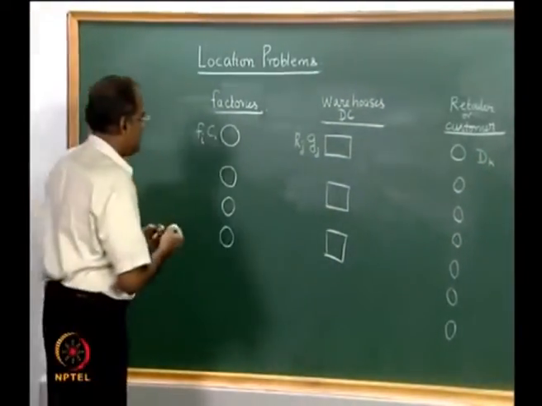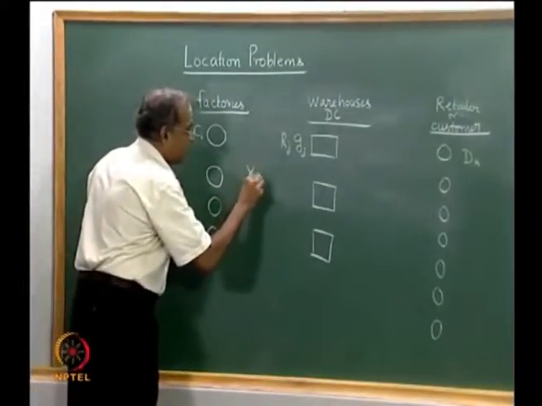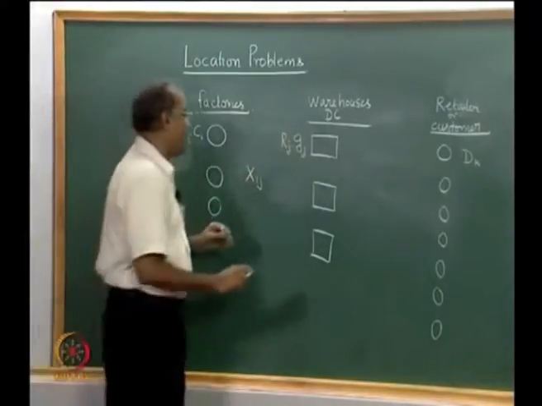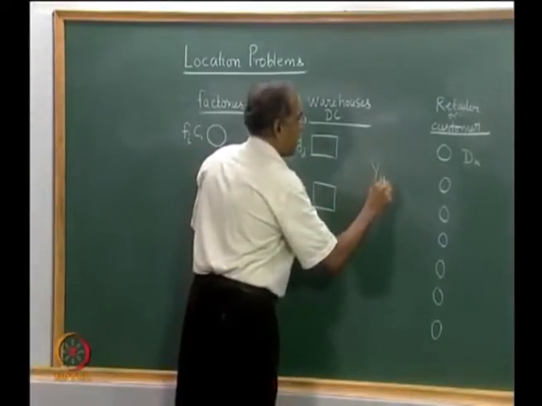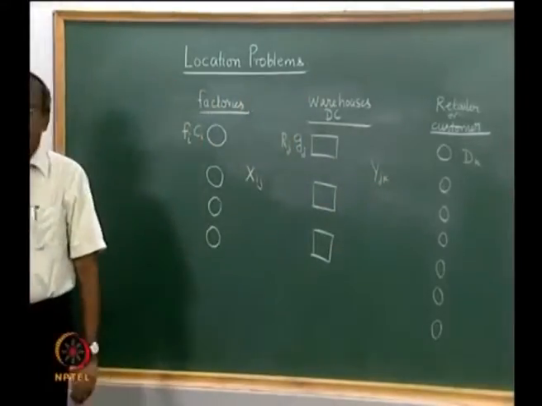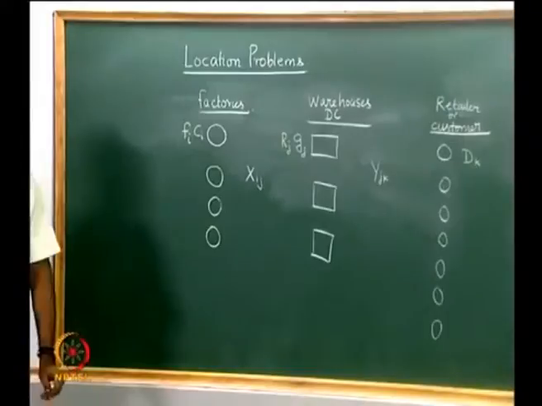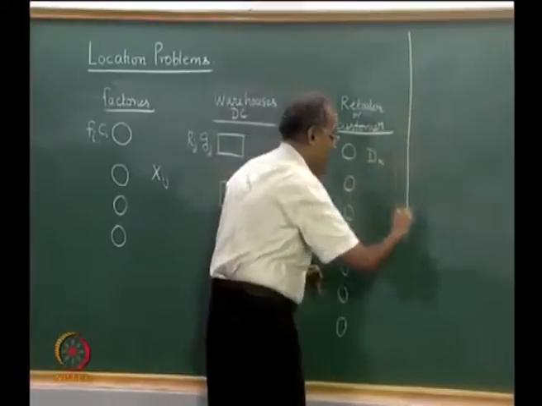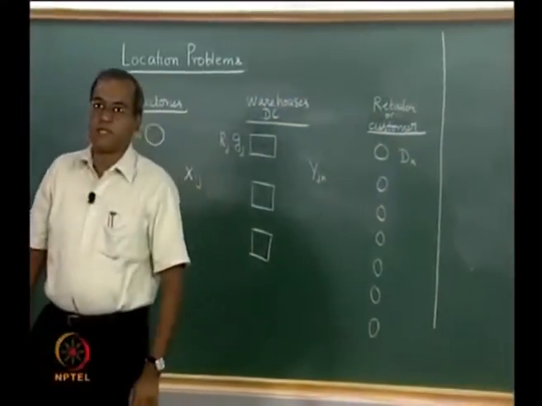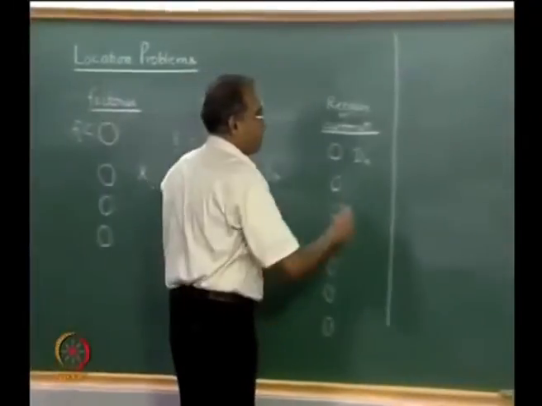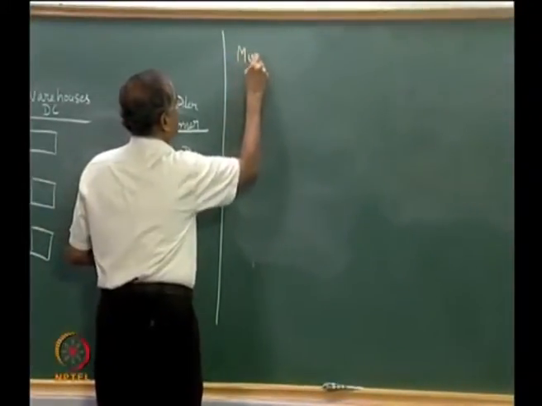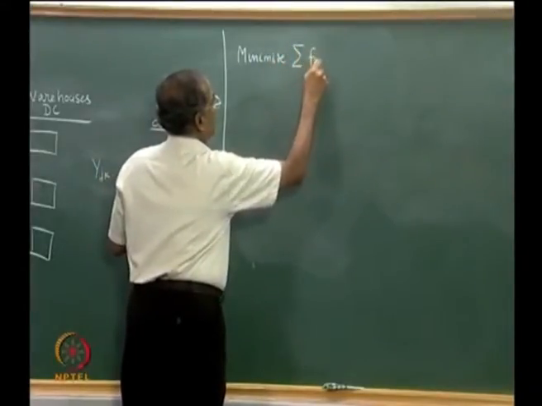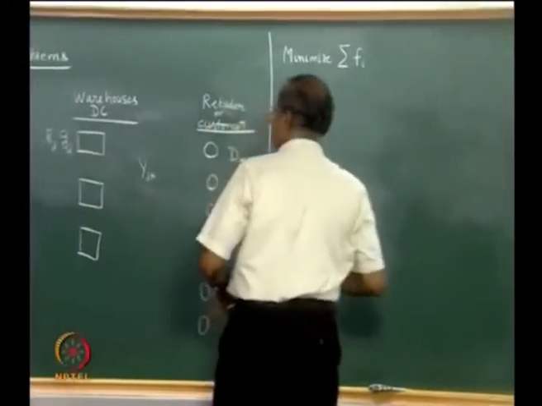So, now the decision variables will become Xij, the quantities transported between the factories and the distribution centers, and Yjk, the quantities that are transported between the distribution centers and the retailers. So, there is a certain fixed cost of locating the facilities and there is the variable transportation cost. So, the problem will be to minimize Fi Yi.